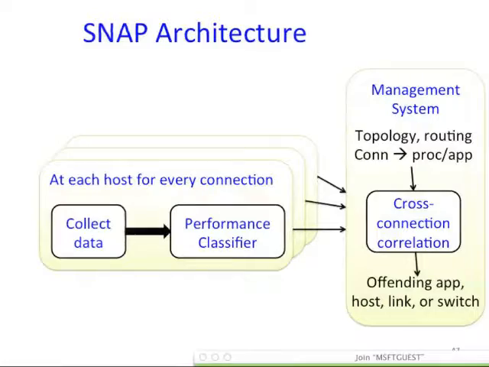So after we get all this data and performance classification for all the connections on all the hosts, we collect this data to the centralized management system. Here, because data center operators usually have full knowledge of their data center, like the topology, the routing, and the mappings from connections to processes and applications, we can do some cross-connection correlations. So we can find out the shared application code or shared resources like the host, the link, or the switches that actually cause the correlated performance problems.